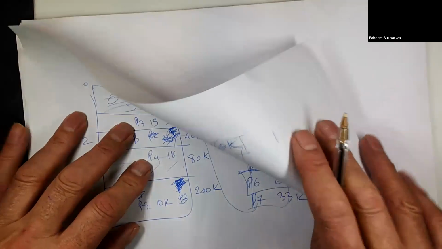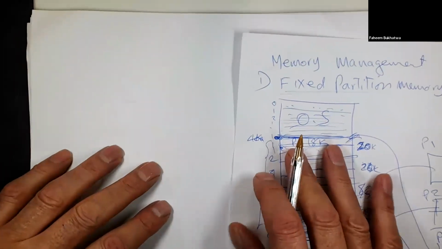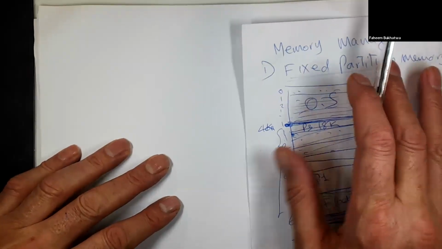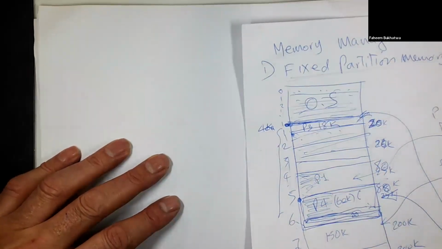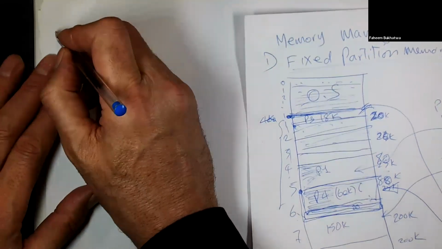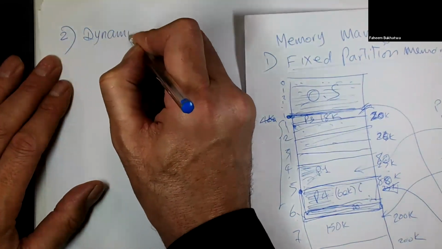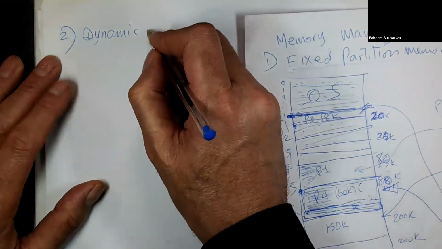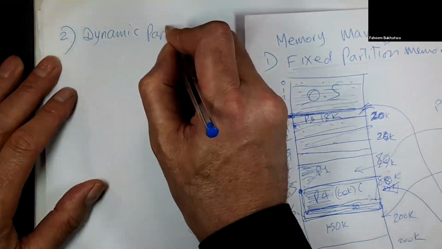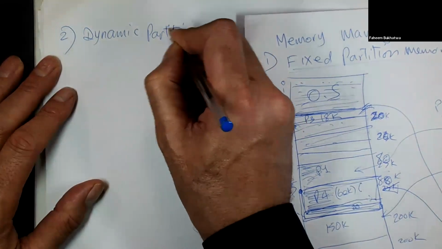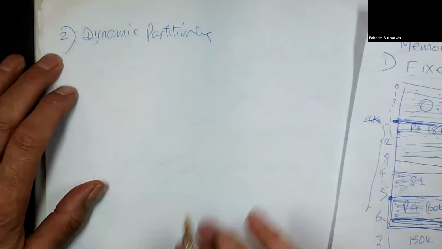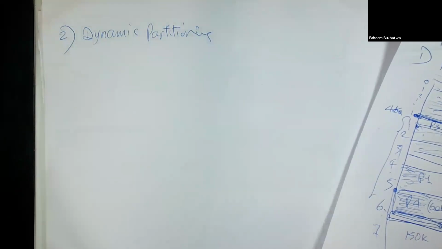So they try to improve that. And instead of the fixed partitioning system, a new system came up, and it's called the dynamic partitioning system. The dynamic partitioning memory management system.